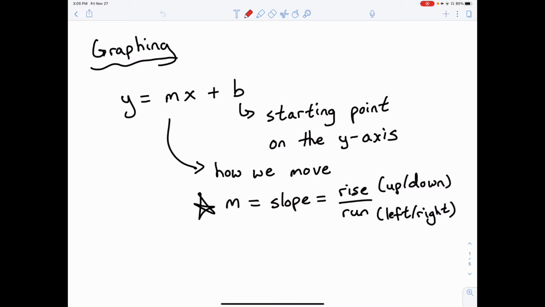So since m is the slope and it's rise over run, then it tells us, if it's in a fraction format, the top number, if it's positive, tells us to go up. If it's negative, it tells us to go down. If the bottom number in the denominator is positive, then it's telling us to go right. And if it's negative, then it's telling us to go left.